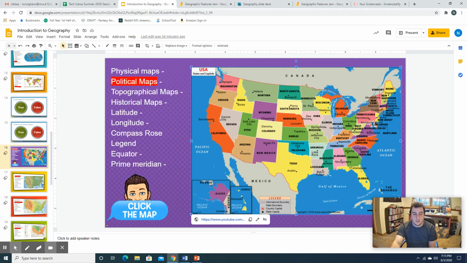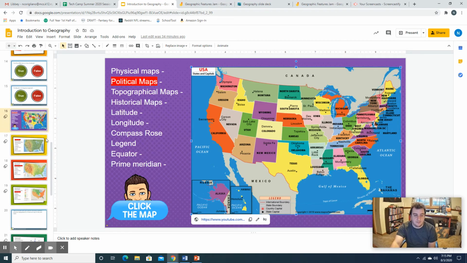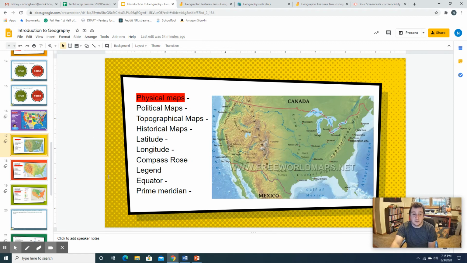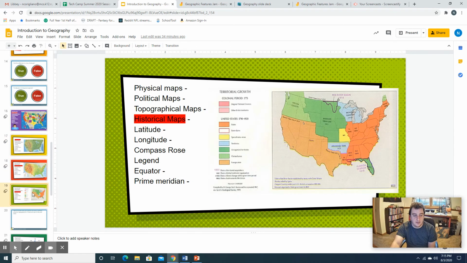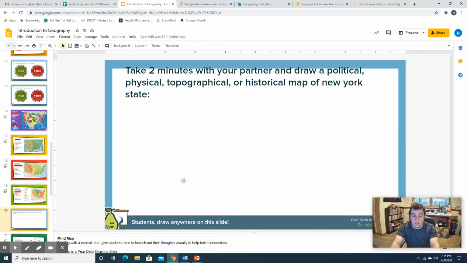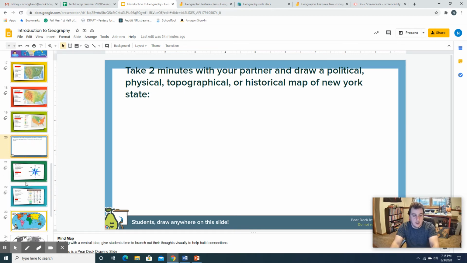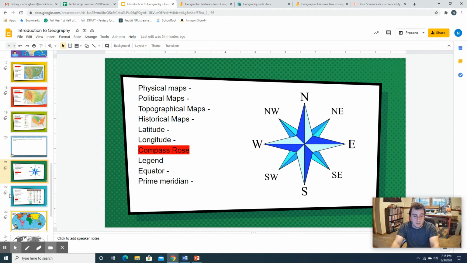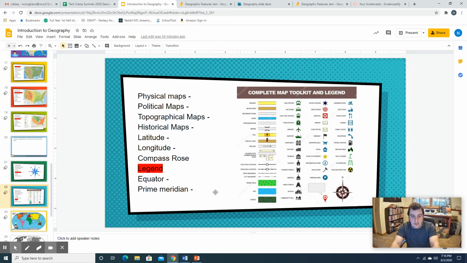And then I'm going to want them to focus on 4 types of maps: political, physical, topographical, and historical. So we're going to go through those and talk a little bit about those. Then I'm going to have them do this Pear Deck slide and try to draw a political, topographical, physical, or historical map to the best of their ability. Once we do that, we'll talk about the compass rose and the map key, or map legend, that is included on a map so that they can understand what those are and the purpose of those, and that'd wrap up types of maps.